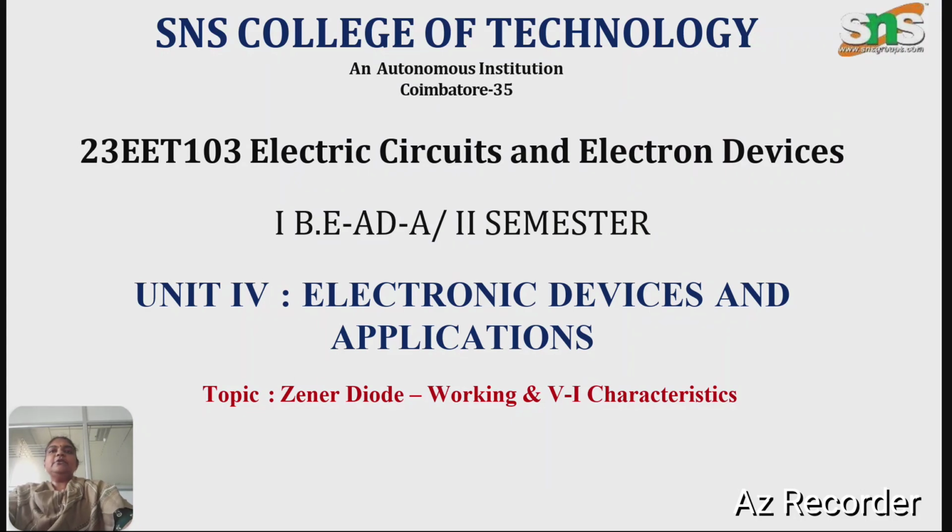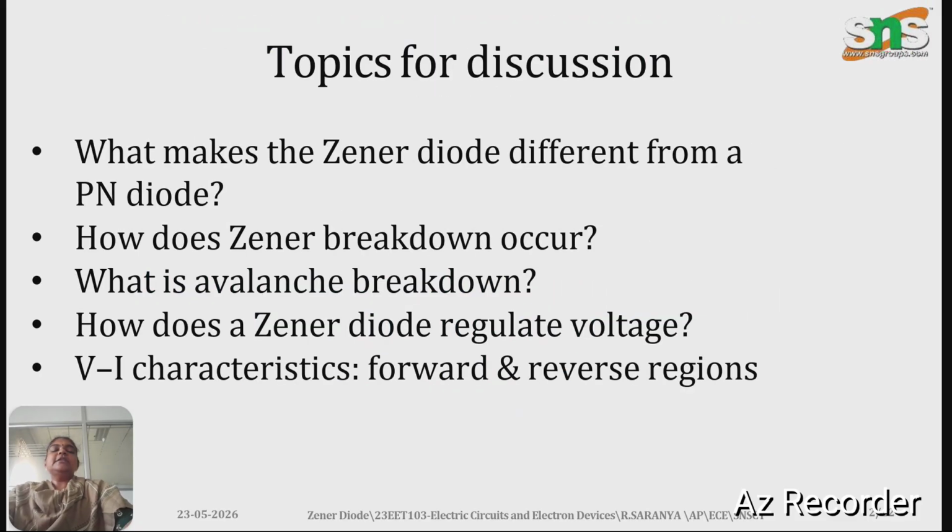Today in this video we are going to see about Zener diode working and its VA characteristics. In this following session we will be discussing how Zener diode is different from PN diode, how does Zener diode breakdown occur and what are the advantages of that, what is avalanche breakdown, how Zener diode is used as a voltage regulator, and its VA characteristics based on the forward and reverse regions.